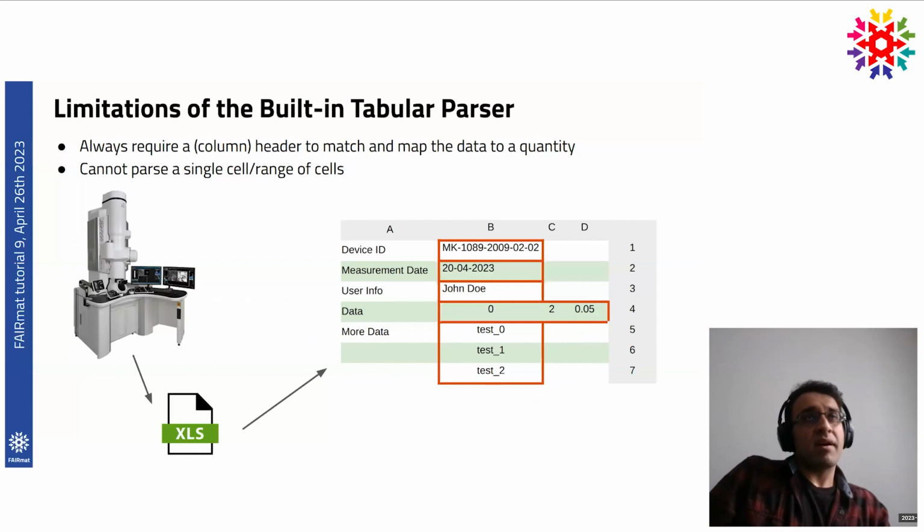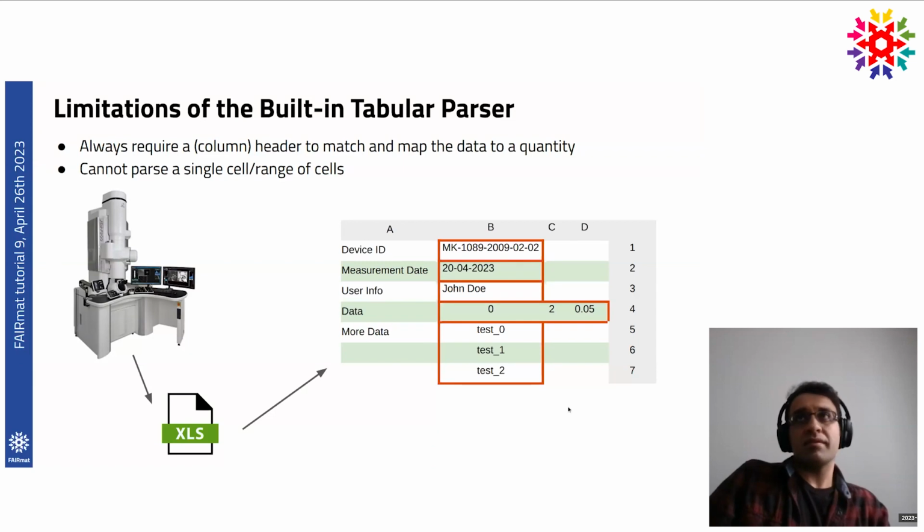Imagine your laboratory device is producing 1,000 Excel files, and your Excel file now looks like this. You have your data stored in one single cell, and it's not really stored column-wise. It's not really structured, but you want to give it some kind of structure and still parse it into NOMAD. This is not currently feasible using the Tabular parser.